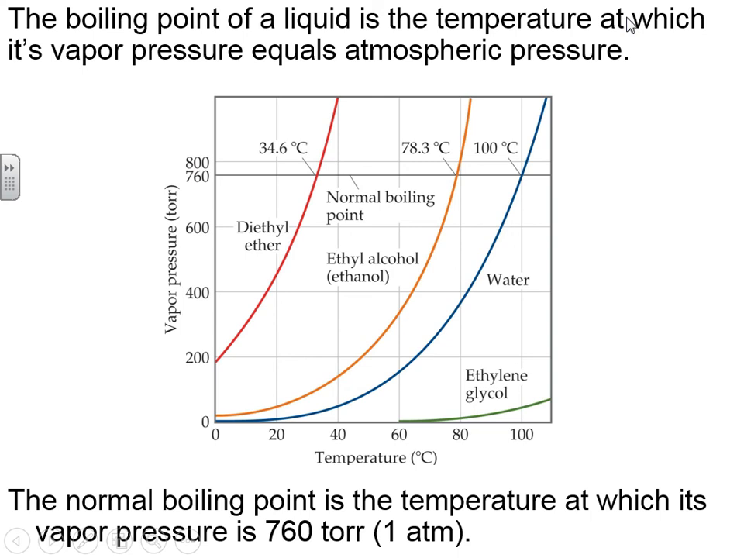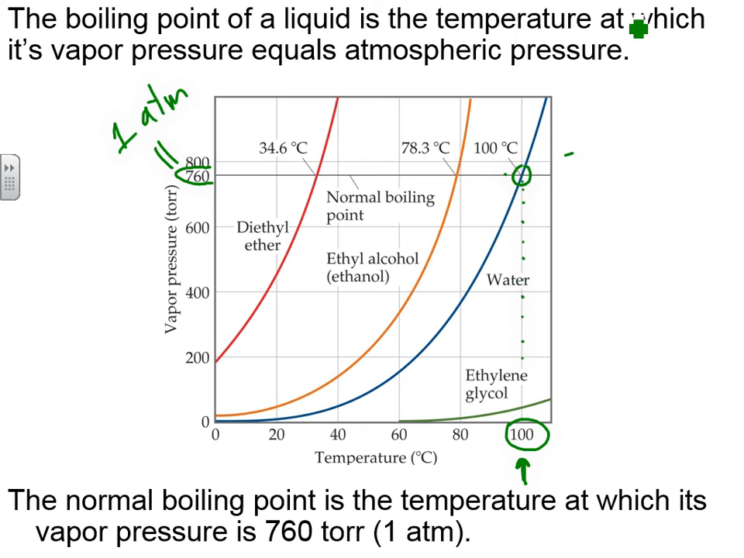So notice water. When you reach a temperature of 100 for water, notice that the vapor pressure at that point is 760. Now that's how you define the boiling point of water. It's the temperature at which the vapor pressure of water equals atmospheric pressure, which happens at 760, which is also 1 atmosphere. Remember, 760 is 1 ATM. That's why under regular conditions, 1 atmosphere, the boiling point of water is 100.